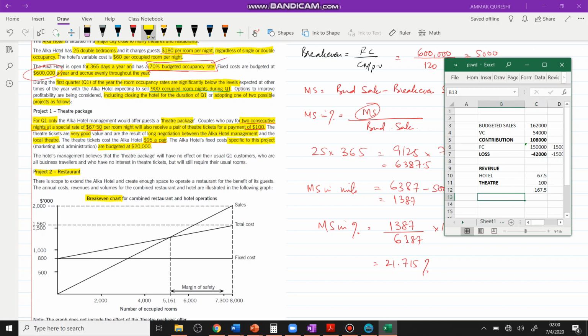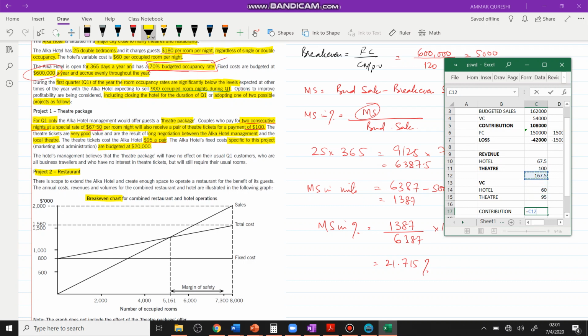Now what is the variable cost? Variable cost is same. Variable cost is 60, right? Total variable cost is 60, and theater variable cost is 95, right? So what is the contribution? Contribution is 167 minus 60 minus 95. This is the contribution, 12.5.